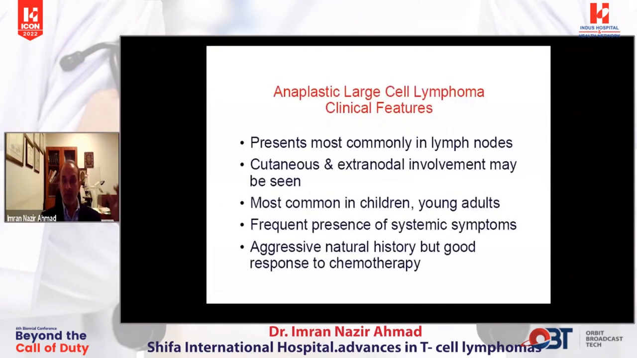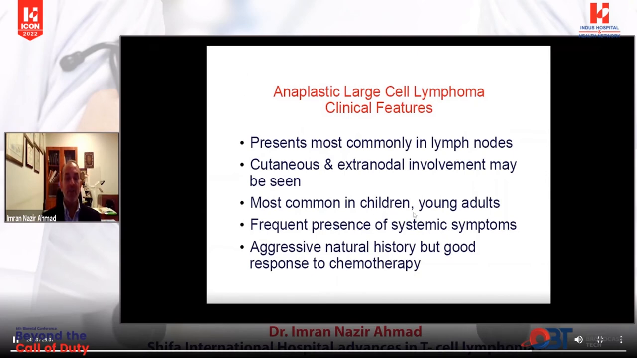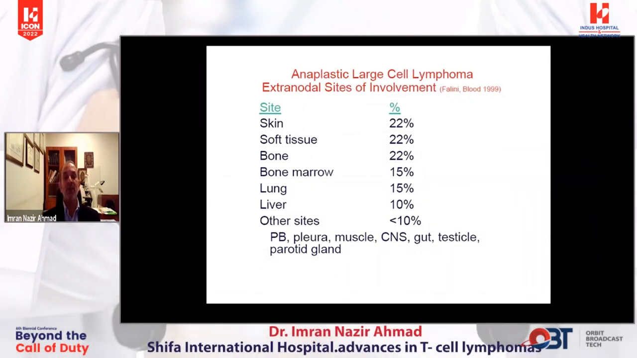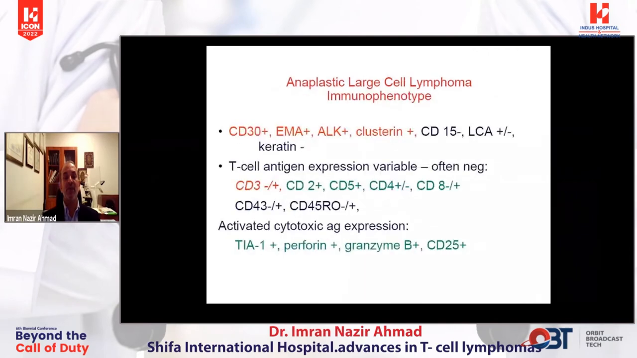So these are the lymphomas which have characteristic appearances as well as molecular findings. So that's why I picked these two cases to share. Though most of these patients have nodal disease, they very commonly have extranodal involvement as well. Patients are relatively young and they have systemic symptoms. They are very aggressive, but they have very good response to chemotherapy. So diagnosing correctly is very, very important. These are the extranodal sites which can be seen in anaplastic large cell lymphomas. Immunohistochemistry, I would skip, but just one point, that by definition, they should be positive for CD30.